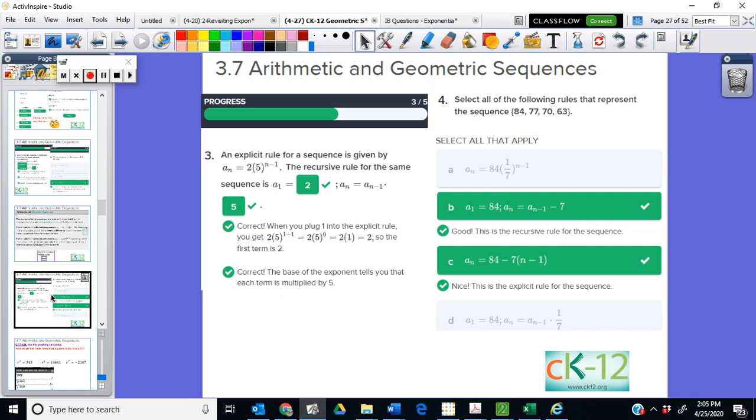Here are two questions from the progress. The first two are arithmetic sequences. Feel free to just skip through them. And then here is 3 and 4. This one also represents an arithmetic sequence.